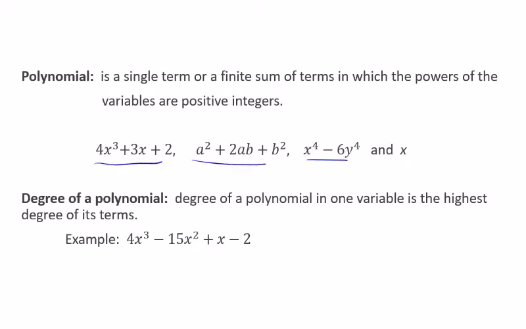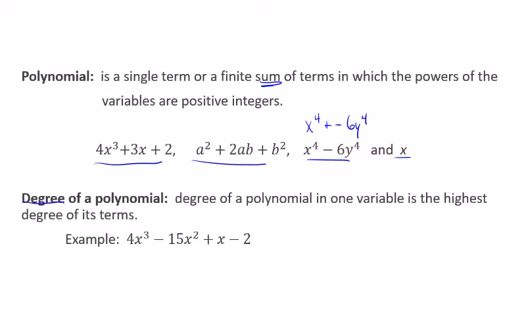All right, so these are all polynomials here, right? So we have a sum of terms, and it says sum of terms, but if you have a difference, you can think of that as a sum of a positive and a negative, right? So this could be x to the fourth plus negative 6y to the fourth. So sometimes you'll see sums and or differences. If it's a bunch of terms that you're adding or subtracting together, that's what makes a polynomial.